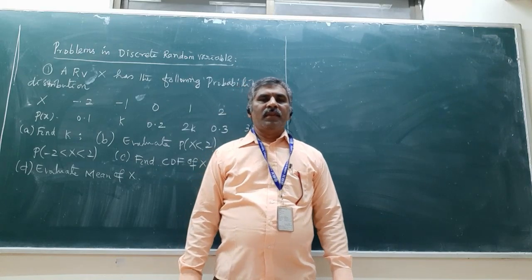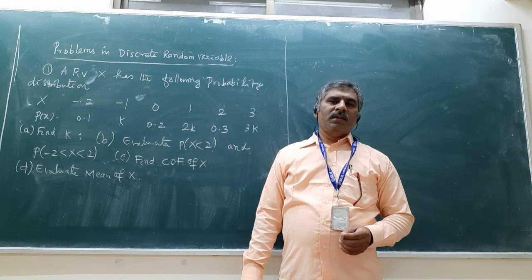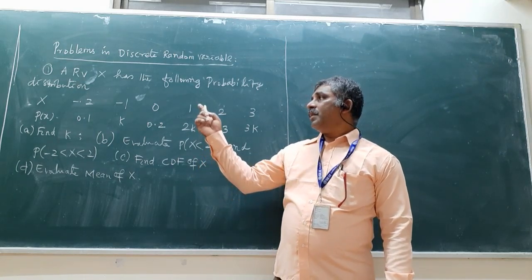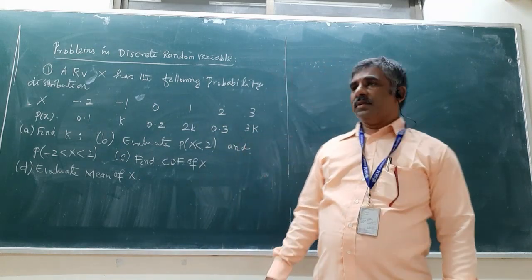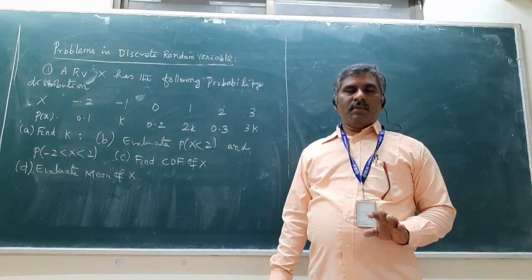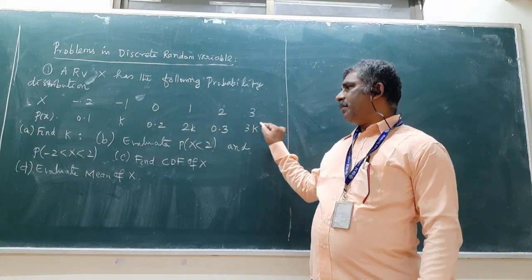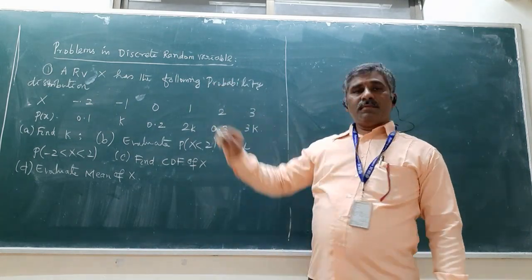Dear students, in this class we are going to discuss a few problems in discrete random variable. See the first problem. A random variable x takes the following probability distribution. Actually, what is the probability distribution? If you write the x and p of x values in table format, that is called the probability distribution. The probability distribution is given.